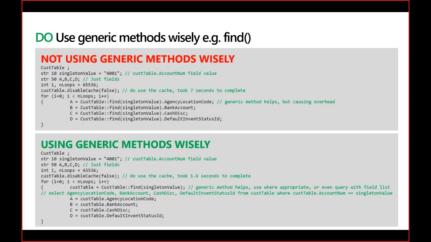Another one is to use generic methods wisely. For example, in this example, it's the find method. This is similar code to what you saw before, but what we do here is make use of the cache in both cases. Of course, what we do here is make use of the find method, and this we sometimes see in code.